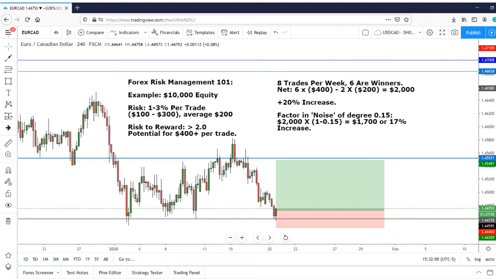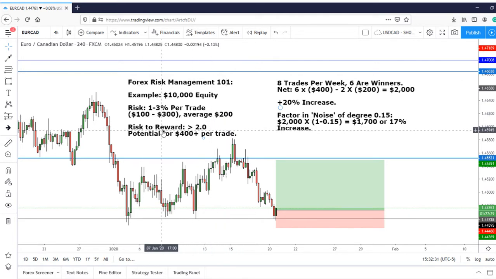Now the example we're going to do is a $10,000 equity account, and what that means is there's either $10,000 in your balance or $5,000 in your balance and $5,000 in your credit, or any combination that equals $10,000 in equity. Now our guideline at Forex Lens for our signal service and trading room is to risk no more than 1 to 3% per trade. In our example, that's 100 to 300 per trade with an average of 200. I believe the 2% risk is the sweet spot.